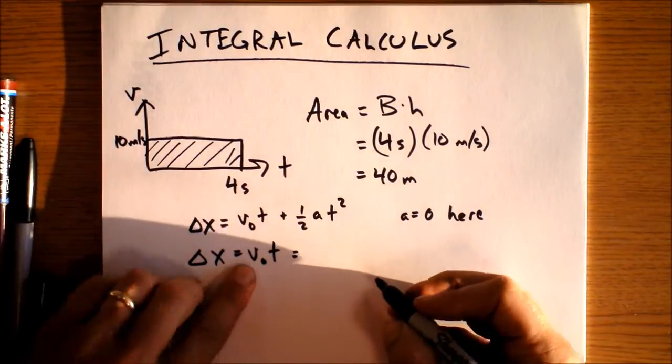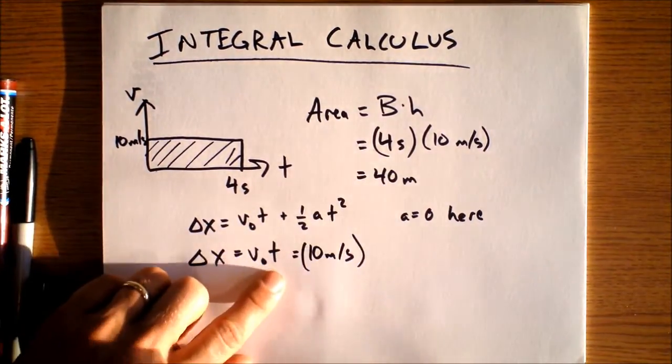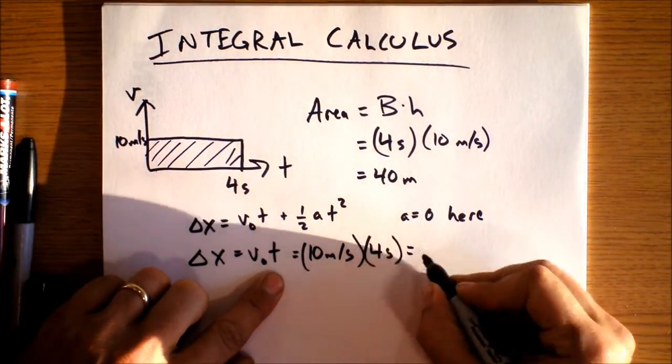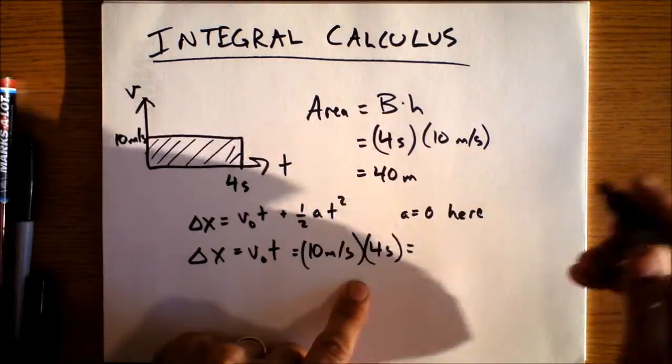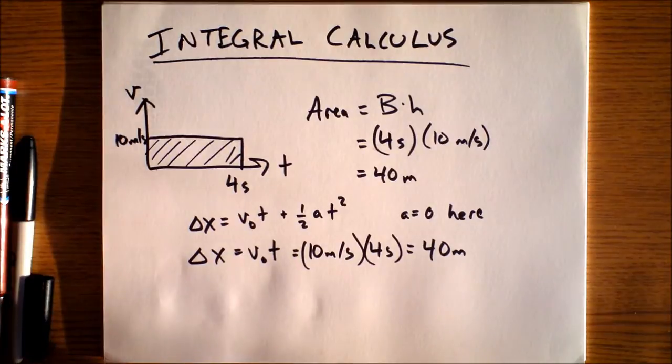So we can say that delta x is the initial velocity times the time in this case, which is, well, the initial velocity was 10 meters per second. And we're going to multiply that by the time, which was 4 seconds. And you know that multiplication is commutative, so this is exactly the same problem. We find it to be 40 meters. Okay, interesting. Just a hint so far.